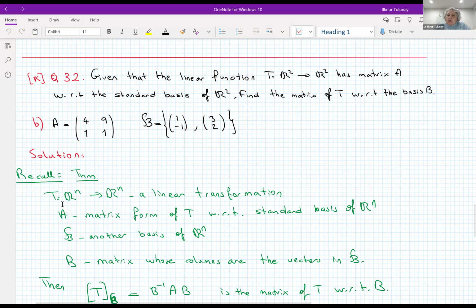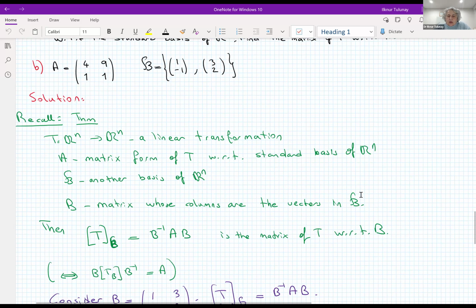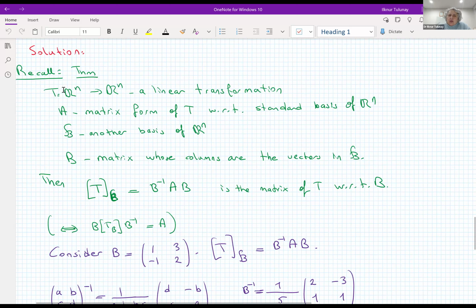So in order to be able to do that, we are going to use the following theorem. If we have a linear transformation T from Rn to Rn, and A is the matrix form for the transformation T with respect to the standard basis of Rn, and B is another basis, construct the matrix B whose columns are the vectors in B. Then calculate B inverse, and multiply B inverse A B, and the matrix that you get is the matrix of T with respect to the basis B.